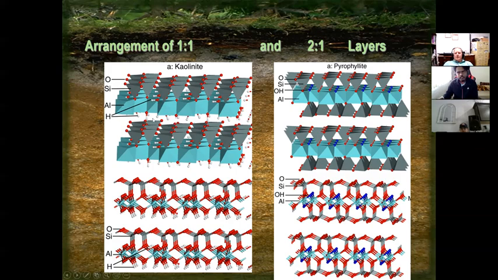Okay, so let's look at how these are arranged. This left hand side here is an arrangement of a 1-to-1, 1 meaning 1 tetrahedral sheet and 1 meaning 1 octahedral sheet. So look at this top layer right here. What are those made up of? Oxygen? What shape is this? A triangle? Okay, it's a triangle, but we gave it a word, right? How many sides does it have?